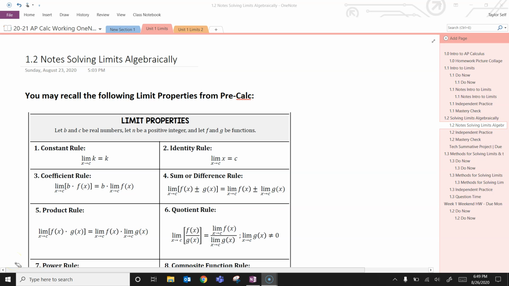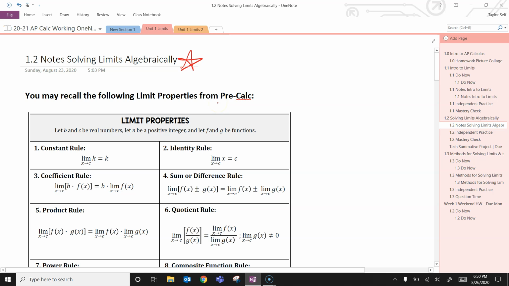Okay, so today we're going to go over really quickly limit properties. And then we're going to do some solving limits algebraically. So make sure that you get the topic in your notebook. That's the topic for today. And then, yeah, let's get started.